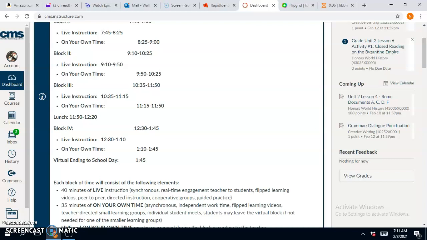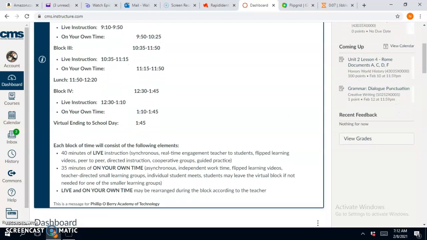And then you have to remember that second block begins at 9:10, and your teacher in second block will instruct you until 9:50. Then your third block will begin at 10:35, and your live instruction lasts until 11:15, and then you have lunch after your own time. Your own time for third block is 11:15 to 11:50, and then you eat your lunch from 11:50 to 12:20. Live instruction for block 3 starts at 12:30 and ends at 1:10, and then you are on asynchronous time from 1:10 to 1:45, and then the school day ends.